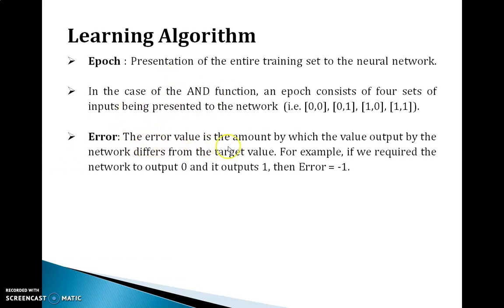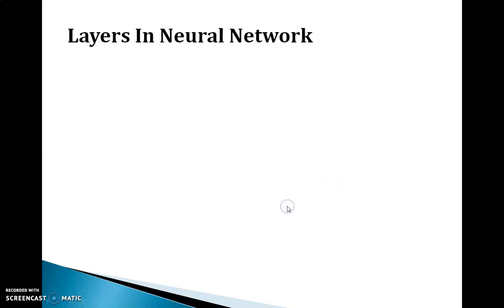The error value is the amount by which the output differs from the target value. For example, we require the network output to be 0, but it produces the output as 1. Then target minus calculated output, 0 minus 1, the error will be minus 1.